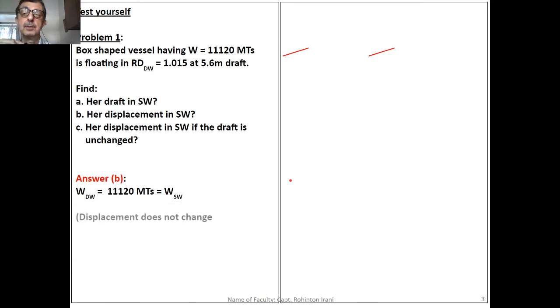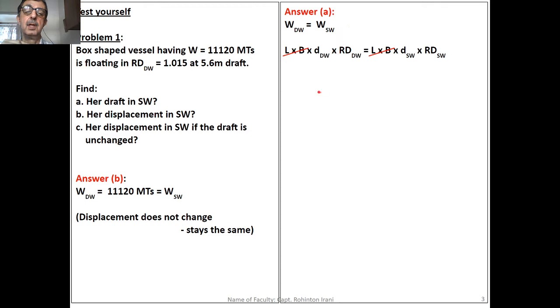Now we come to part A. Since we have already seen in part B displacement in dock water equal to displacement in salt water, we know the formula of displacement to be length into breadth into draft in dock water into relative density of dock water equal to length into breadth into draft in salt water into relative density of salt water.